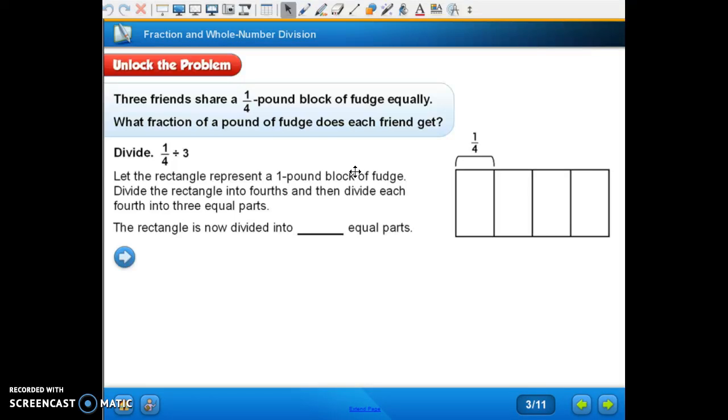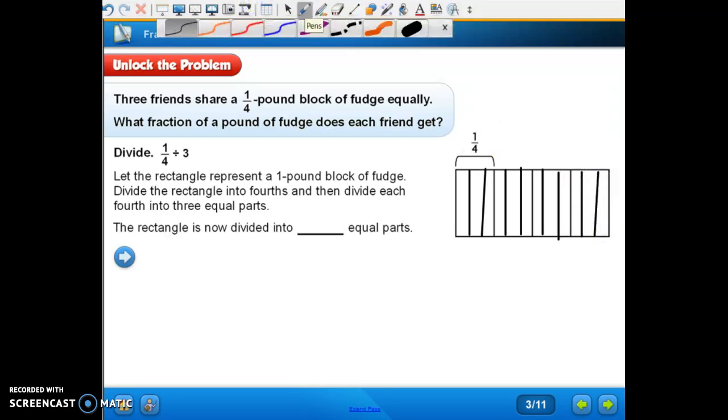So we have 1/4, and we're going to divide that into thirds. If we divide each of our fourths into third-size pieces, a friend is going to get one of those 1/3 size pieces of a fourth. 1/12. Right. And the rectangle is now divided into how many parts here? 12.